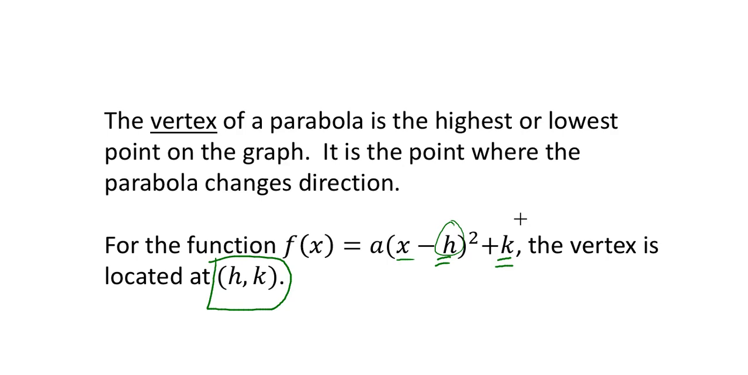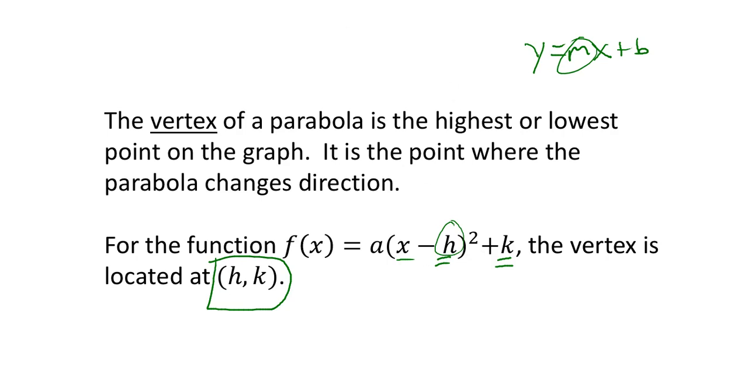So very much like getting the slope from a linear equation, right? If you have a linear equation in the form y equals mx plus b, the slope is just the number in front of x. You just read it straight off the equation. That's what we can do here for the vertex for these quadratic functions.